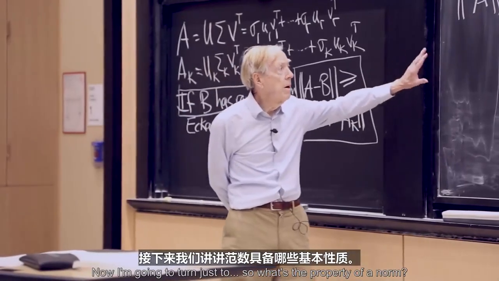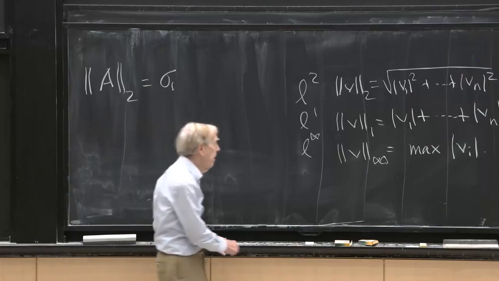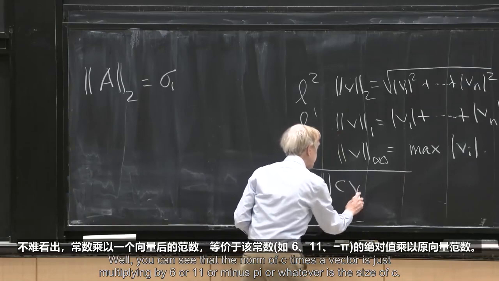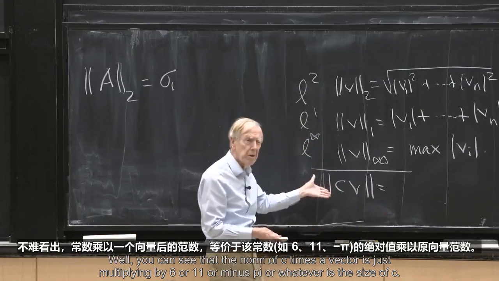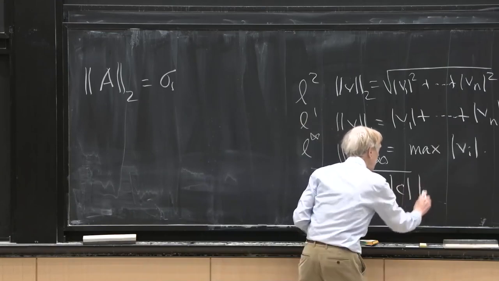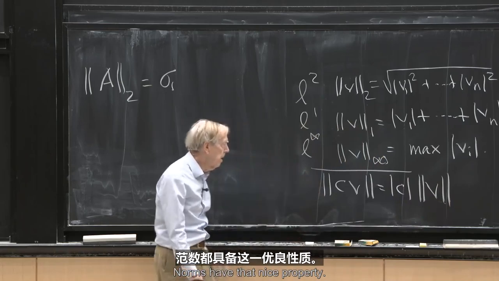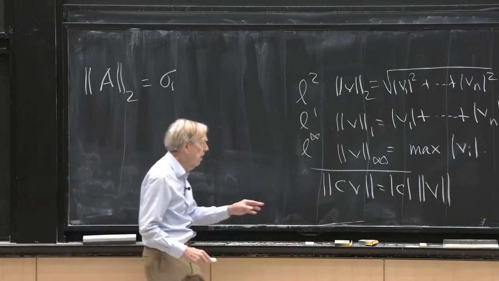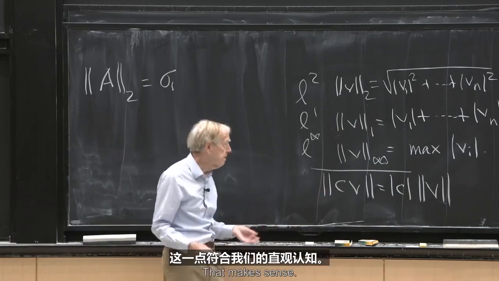Okay, now, what's the property of a norm? Well, you can see that the norm of C times a vector is just multiplying by 6 or 11 or minus pi or whatever, the size of C. Norms have that nice property. They're homogeneous, or whatever word. If you double the vector, you should double the norm. That double the length makes sense.